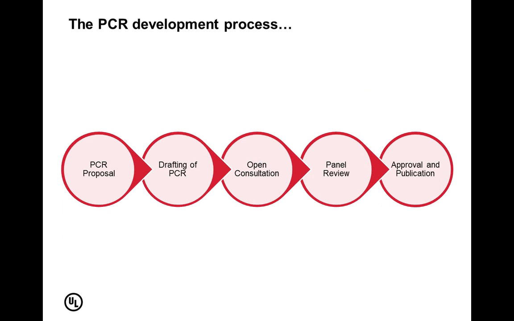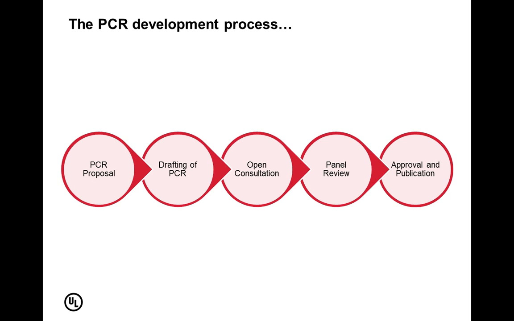When developing a PCR, normally first one submits a PCR proposal. That PCR is then drafted through a normally smaller consortium of individuals or a program operator or a consulting firm. That PCR is then brought into something called open consultation. And this is a process of stakeholder engagement to ensure that comments are taken into consideration and that PCR really fits the needs of not only the industry but the stakeholders involved in using the EPD.